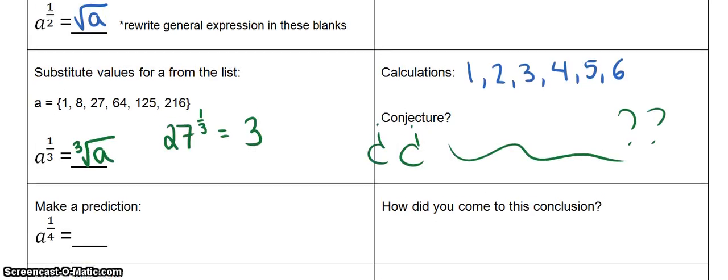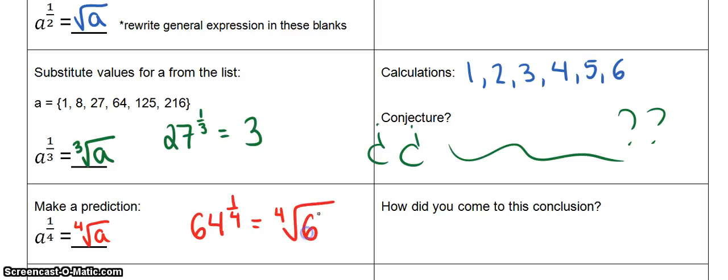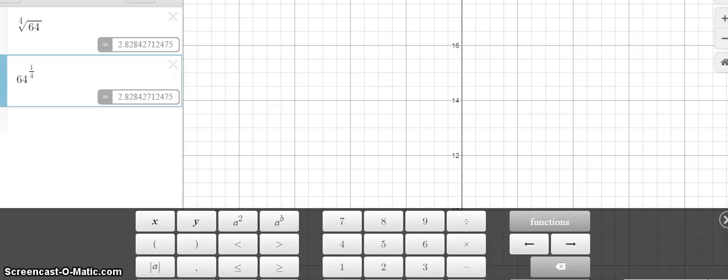Okay, so prediction for a to the 1/4. If you think about this pattern, you should recognize that a to the 1/4 is going to be taking the 4th root of a. So if I did 64 to the 1/4, that should be the same as taking the 4th root of 64. I took the liberty of already plugging this into Desmos, so you can see that they are in fact the same. The 4th root will give you 2.8, and raising to the 1/4 power will also give you 2.8.